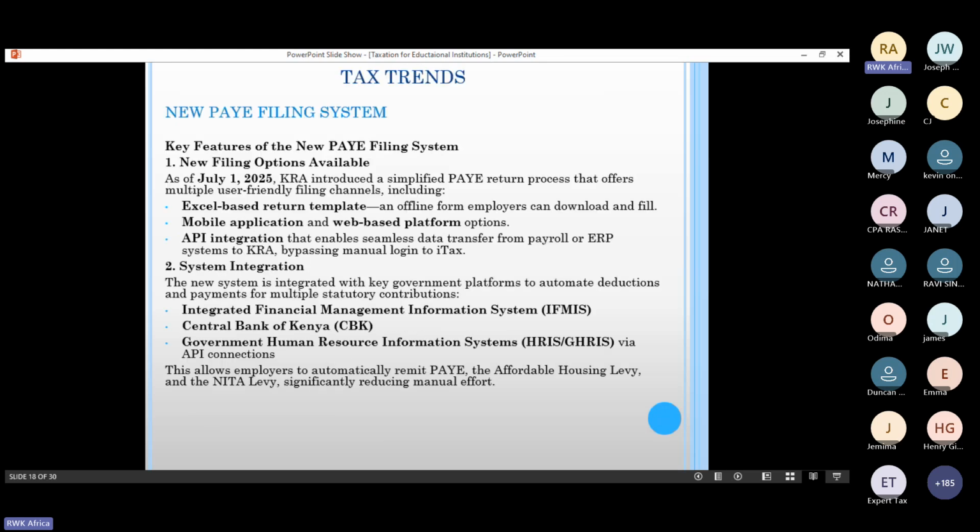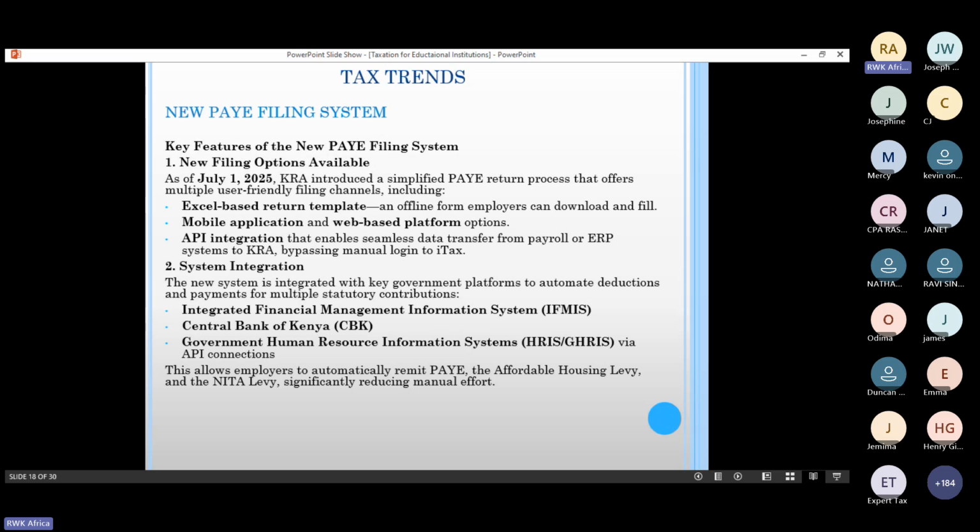Then our last item is on the tax trend. So currently the trend that is there is on the new PAYE filing system. I believe those of us who file the pay as you earn, you have seen the changes. So currently we have a simplified filing system whereby you are just required to submit the employee details, the salaries, allowances, all those, which is more simpler than the previous year.